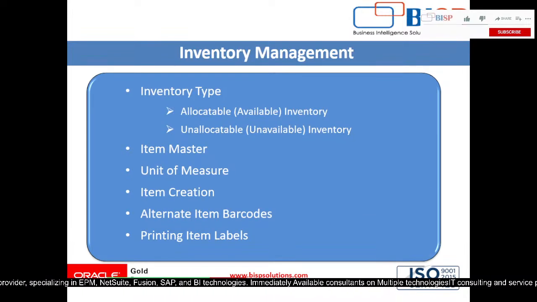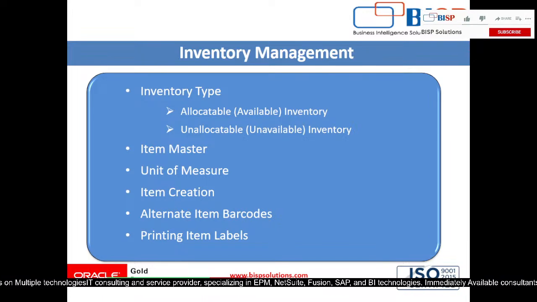And we have some inventory management. So let's start with the inventory type in inventory management. WMS Cloud has two inventory types: allocatable, or available, and unallocatable, or unavailable inventory. Right? What do you mean by both terminologies?